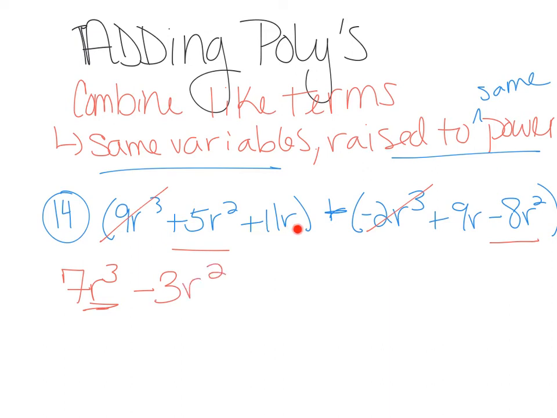And then lastly, 11r and 9r. Well, 11 plus 9 is going to give me 20. R stays the same. Simple as that.